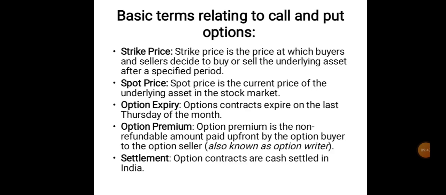Next, certain basic terminologies which I already explained to you. Strike price is the price at which buyers and sellers decide to buy or sell the underlying asset after a specified period, right? And spot price is nothing but the current price of the underlying asset in the stock market. And option expiry. Options contracts expire on the last Thursday of every month.